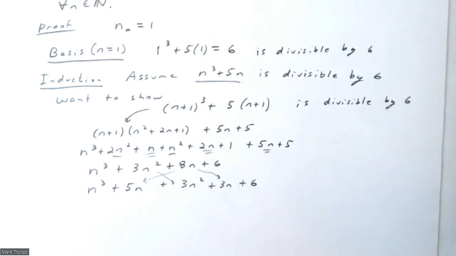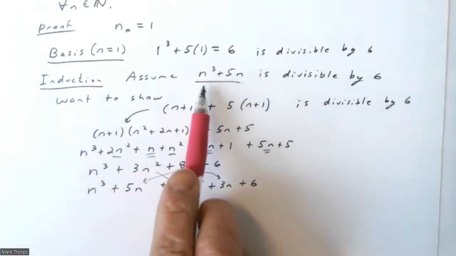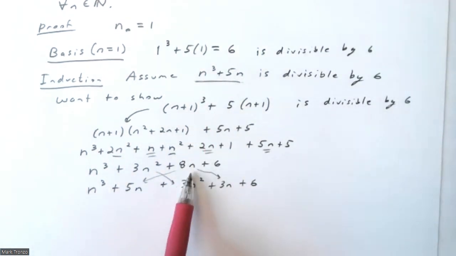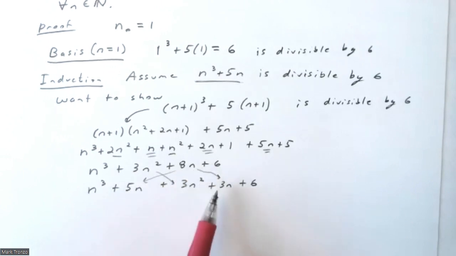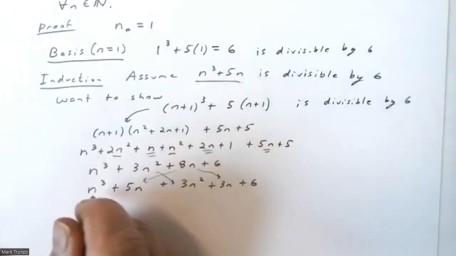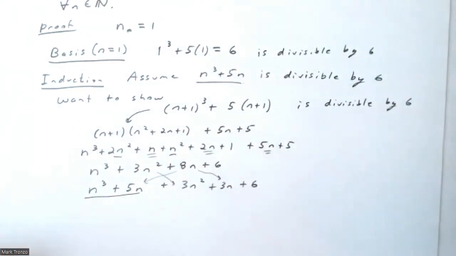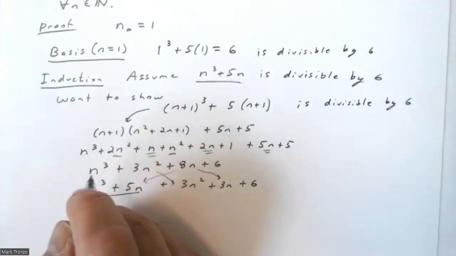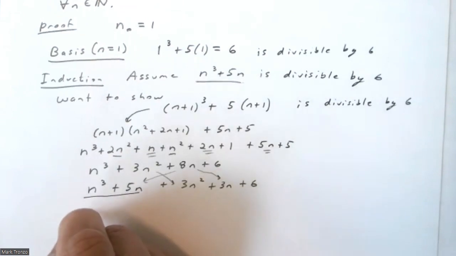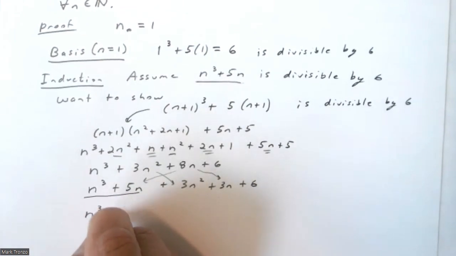All I did was, I wanted to have a 5n here. I have an 8n, so I took 5 of those 8, put them here, and 3 of the 8, put them here. Move this over just so I could have this, because I know that's going to be divisible by 6 by our assumption. And then the question is, what about this stuff over here? So this is divisible by 6. But let me go one more step here.